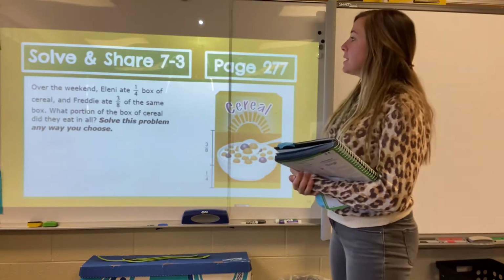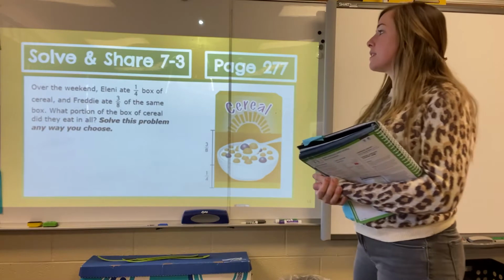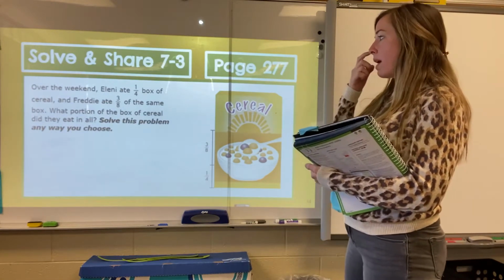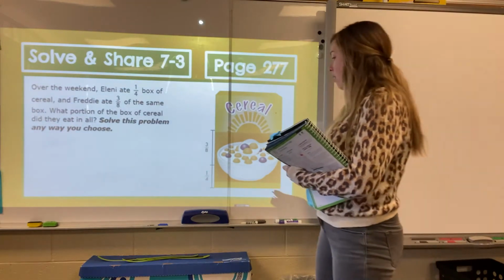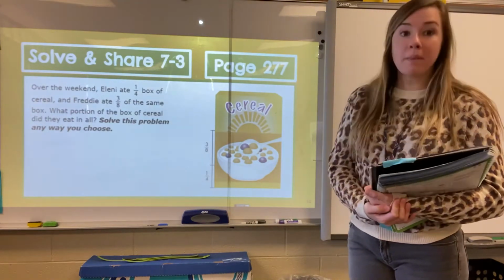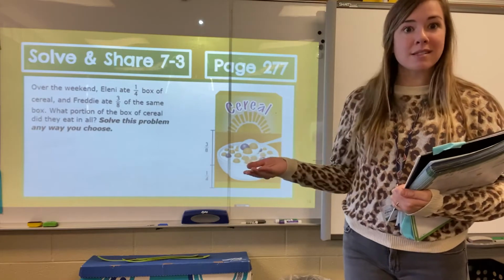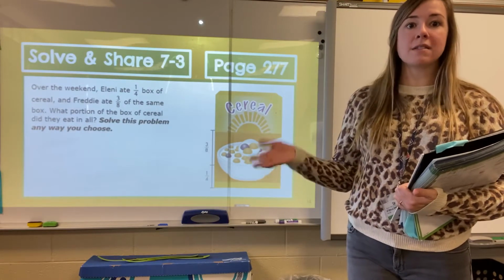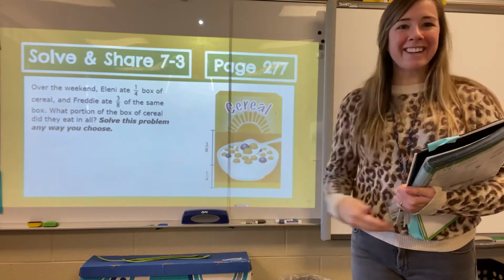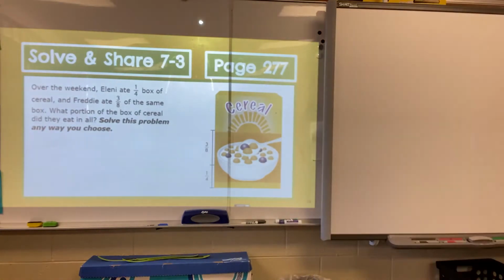Over the weekend, Eleni ate 1/4 a box of cereal and Freddie ate 3/8 of the same box. What portion of the box of cereal did they eat in all? So we are working on adding fractions. We've got to make sure we have common denominators in order to add them. So think back to yesterday's lesson, how we found those common denominators. Pause the video here and give this one a try. Okay, let's go ahead and do it.